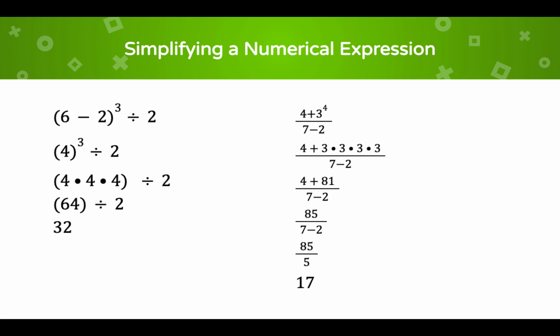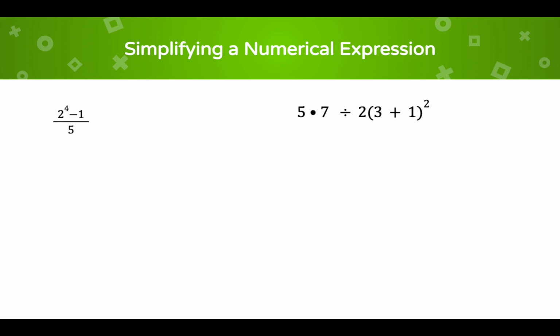3 times 3 times 3 times 3. Well, that's 3 times 3, which is 9, times 3, 27, times 3, 81. So our numerator is 4 plus 81, which is 85. And then the denominator is still 7 minus 2. We could have simplified that 7 minus 2 at any point. Doesn't really matter. But we get 85 over 5, and then we divide. And we get a final answer of 17.